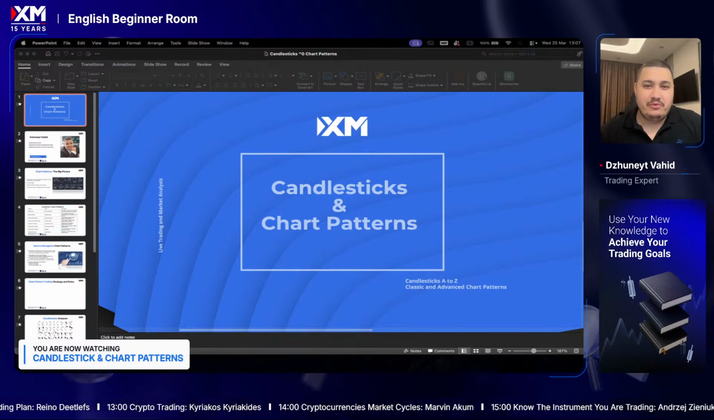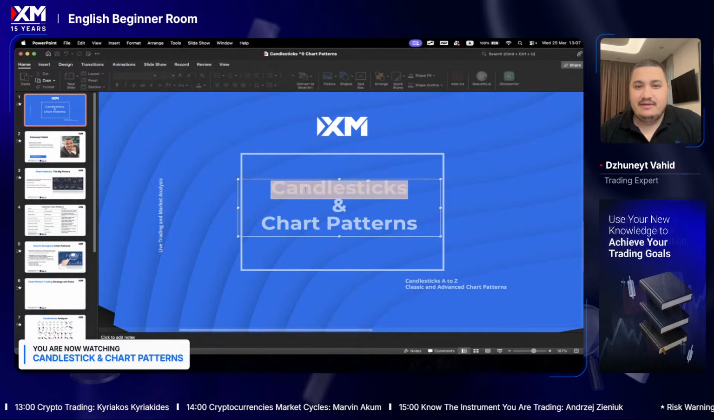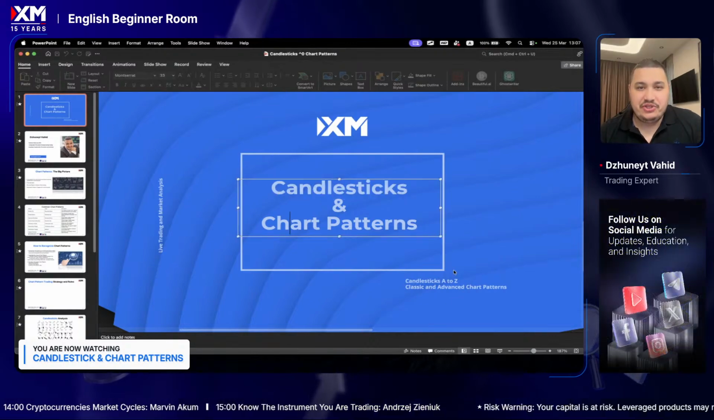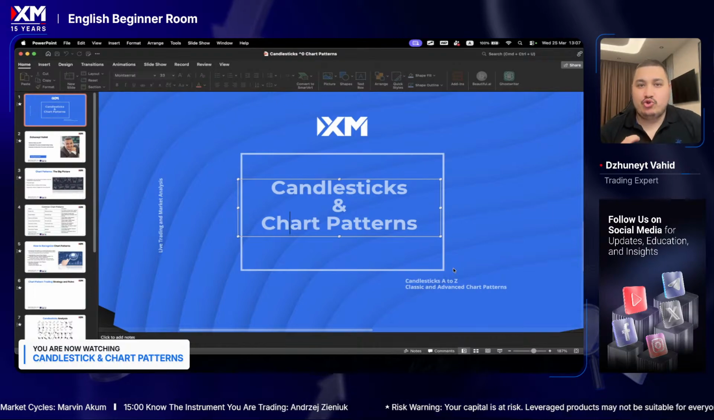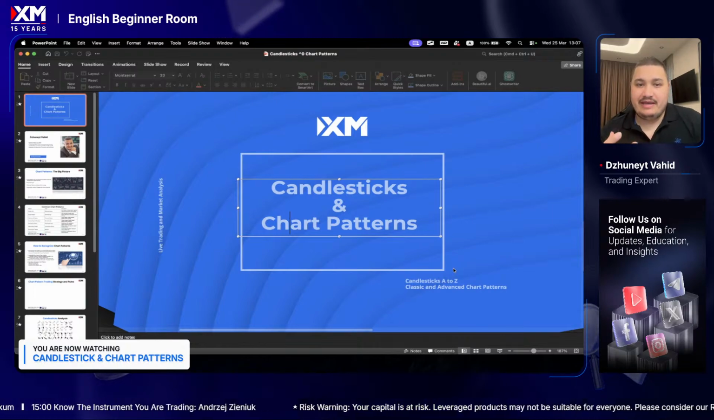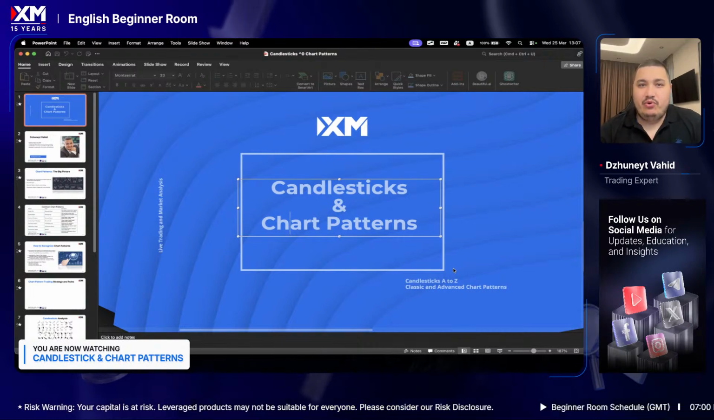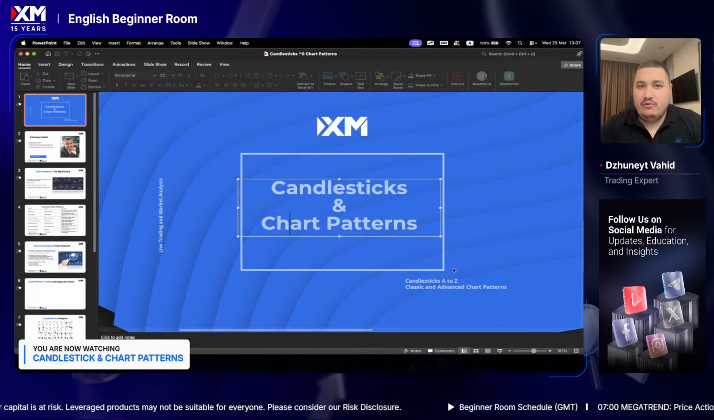Okay, this session we focus more on price only, like candlesticks and chart patterns. I'm going to bring you more information related to that. I'd love to show you how I read the markets through the candlesticks and chart patterns. I think this is invaluable information, not only learning pure theory, because theory is good.